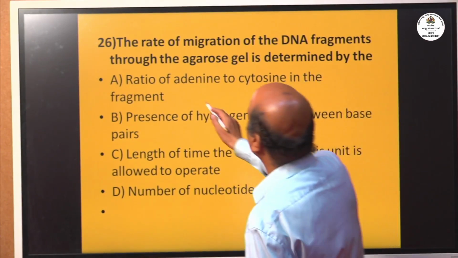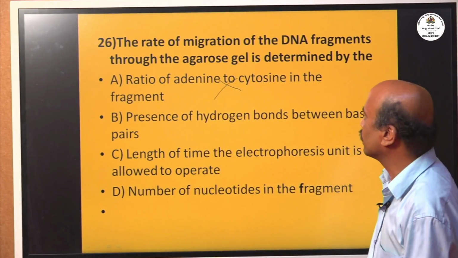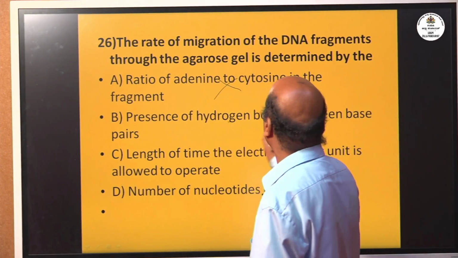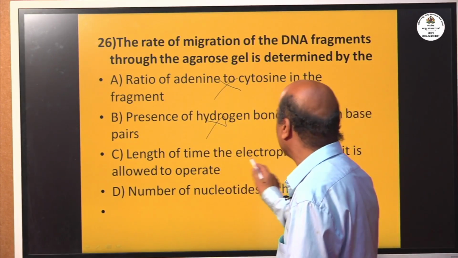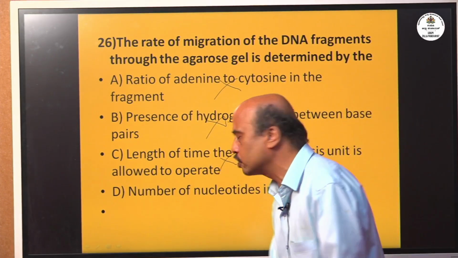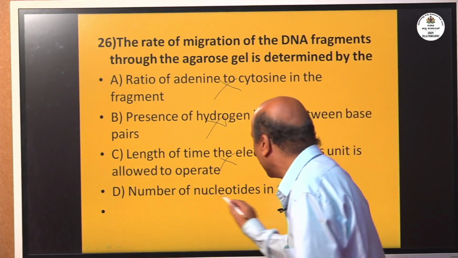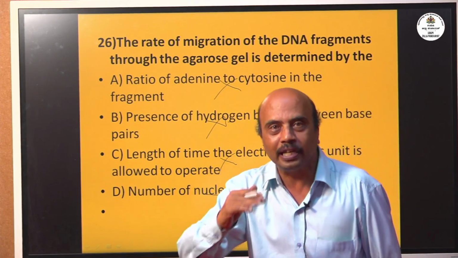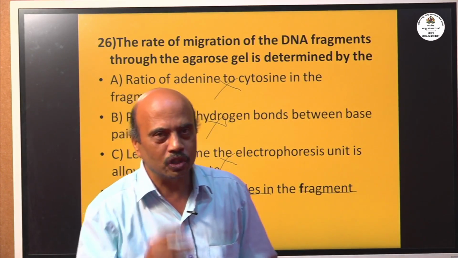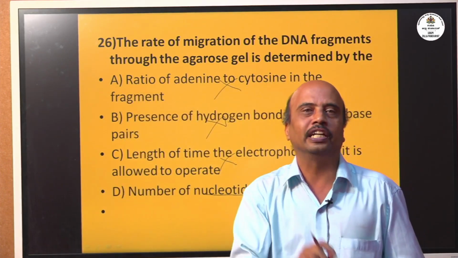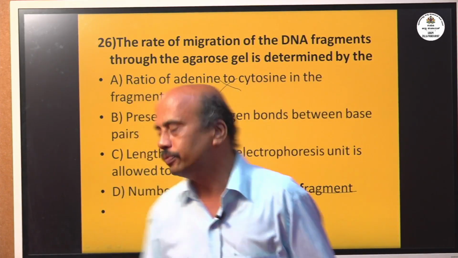Okay, see, the ratio of adenine to cytosine does not play any important role. Then the presence of hydrogen bonds between base pairs is also wrong. Then the length of time the electrophoresis unit is allowed to operate is also wrong. So the correct answer for this question is the number of nucleotides in the fragment. How many nucleotides are present in the DNA fragment determines their movement. Shorter length means it contains few nucleotides. Long length means it has many nucleotides. So this is the answer.